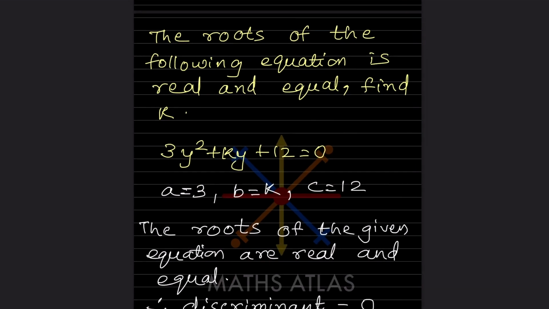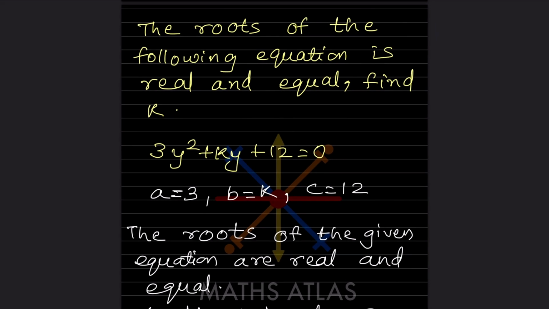So now let us go for the next part. The roots of the following equation are real and equal. Find k. So whenever there is real and equal, it means the discriminant is going to be 0. So wherever the roots are given as real and equal, the discriminant is 0. So now this is the equation given. When we compare with the standard form, what will you get here? A is 3, B is k, and C is 12. So this is given. So the roots of the given equation are real and equal, which means discriminant is equal to 0.